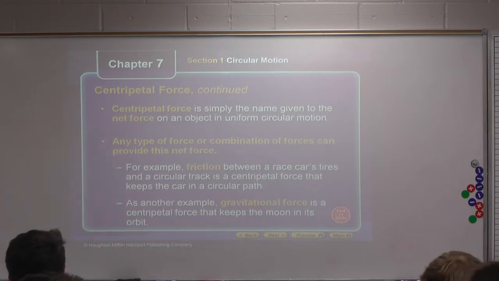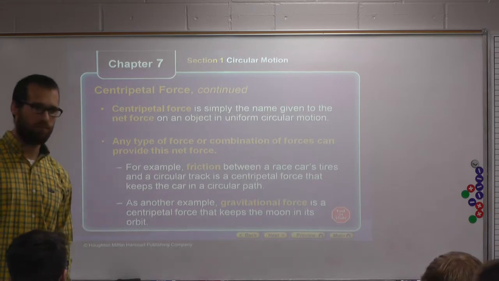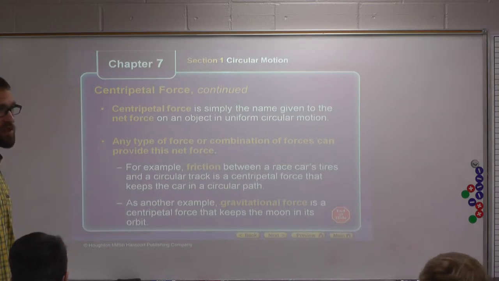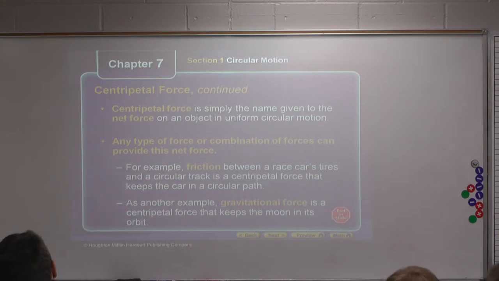Okay. As another example, gravitational force is a centripetal force that keeps the moon in its orbit. So in the string example, that's just one example of how something stays in circular motion. There are other examples. If the moon slowed down in its orbit, it would eventually drop, or it would change its path and draw straight down.